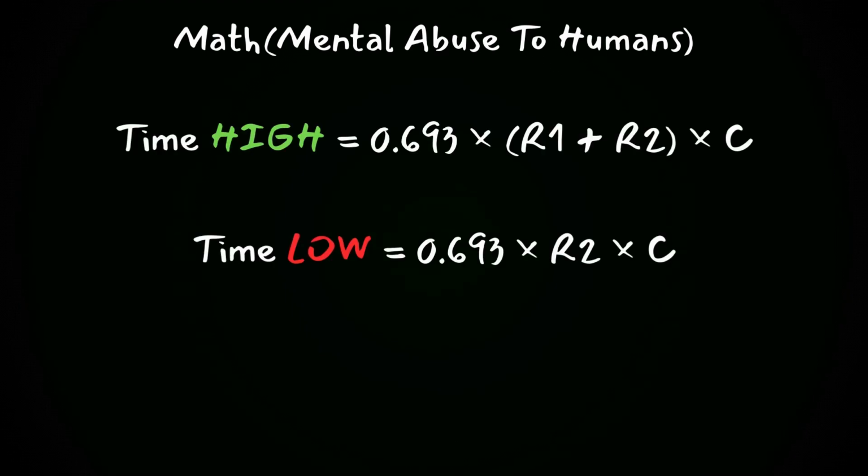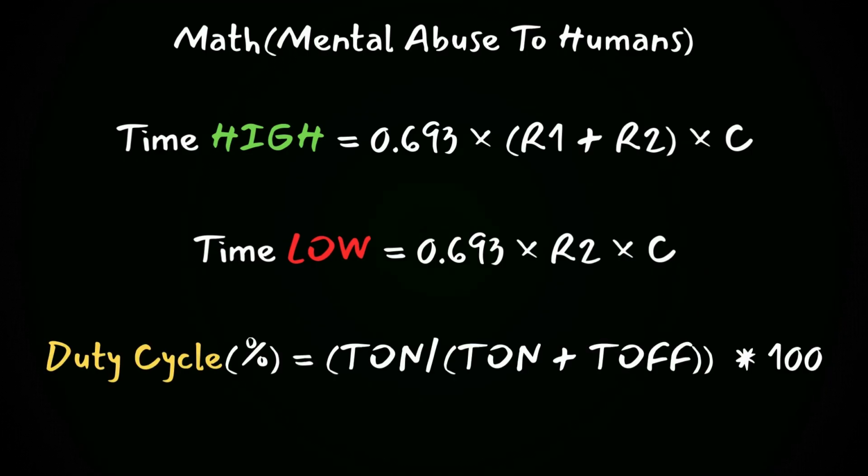Time high equals 0.693 times (R1 plus R2) times C. The C is the capacitor. And time low is 0.693 times R2 times C. Oh yeah, the math to the duty cycle is: duty cycle in percentage equals time on divided by time on plus time off, times 100.